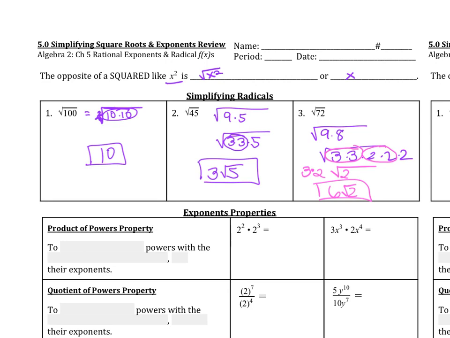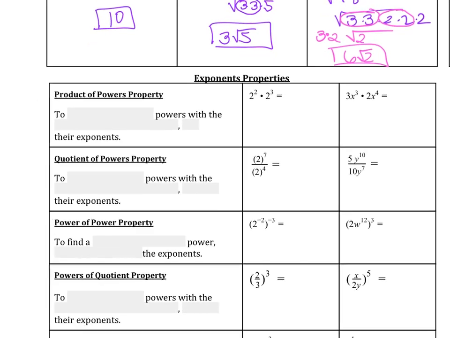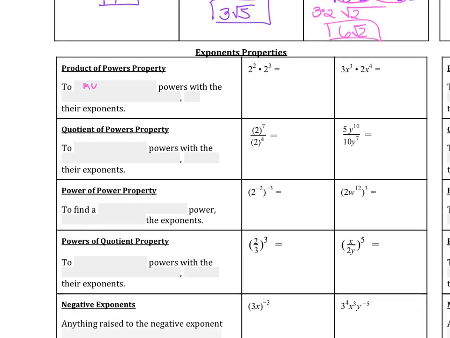Now let's take a look at some exponent properties, reviewing some of these. So the product of powers property: to multiply powers with the same base, what we're going to do is add their exponents. We add the exponents and then we multiply the coefficients if they have them.